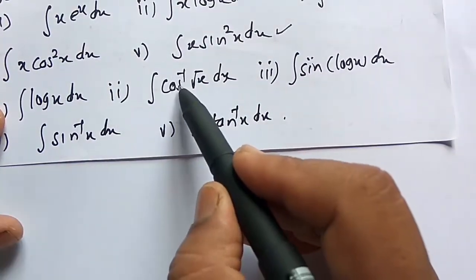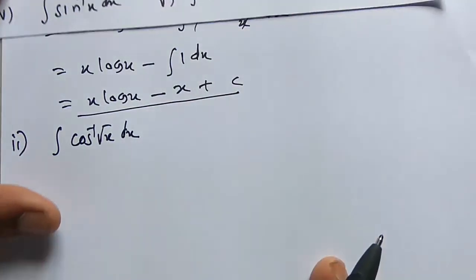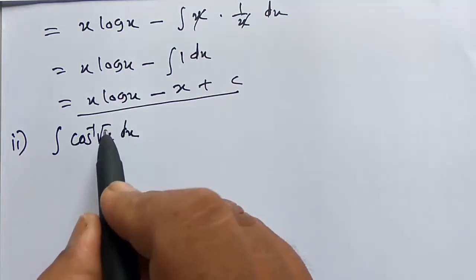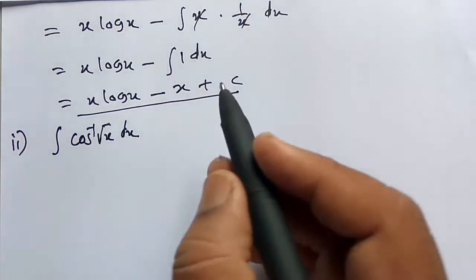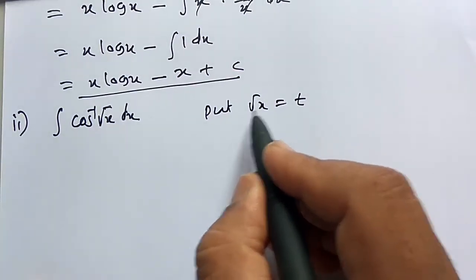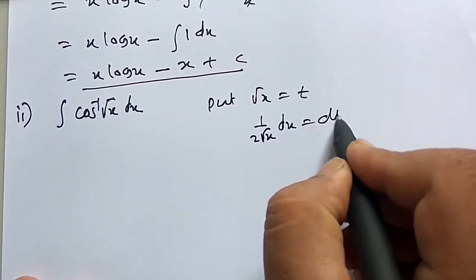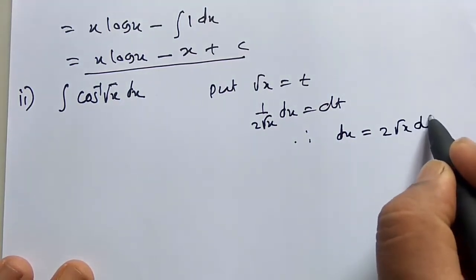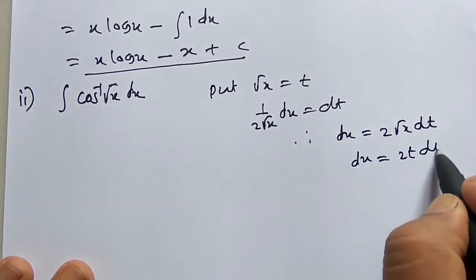Number 2, integration of cos inverse of root x dx. Now, it is only a single function, but we can use the substitution method. We take root x equal to t. Differentiating with respect to t, 1 upon 2 root x dx is equal to dt. Therefore, dx becomes 2 root x dt, that is, since root x is equal to t, 2t dt.